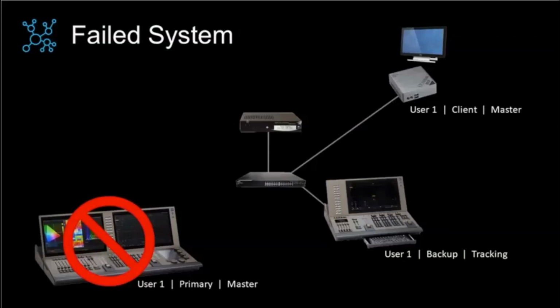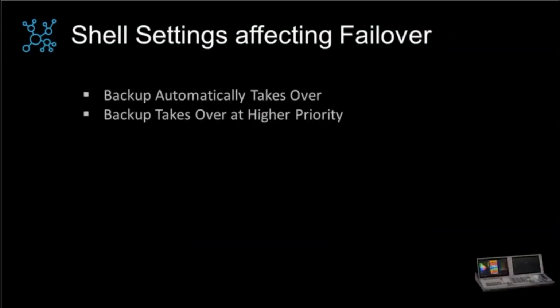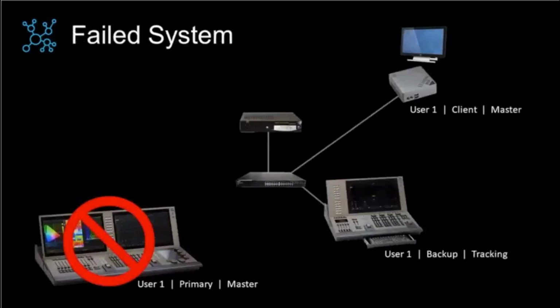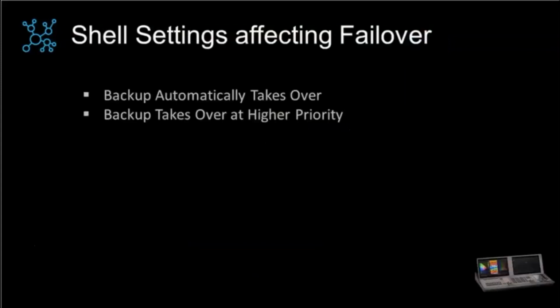There's a couple of things out in our shell that have to do with what happens in this situation. This is considered a failed system. The backup is trying to communicate with primary. It can't. It says, hey, we're in a failover state.